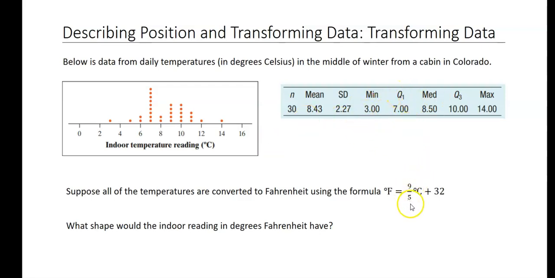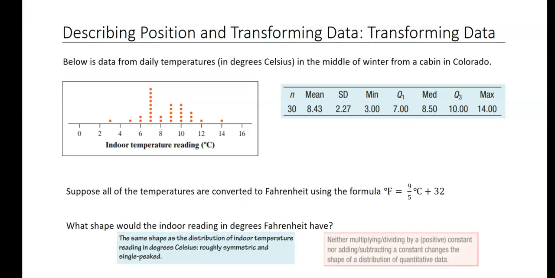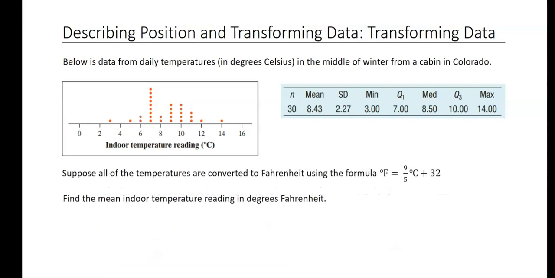So if you think about the 9/5, that's multiplying. So the 9/5 is going to affect both measures of center and variability, whereas adding 32 should only affect the measure of center, and should not affect any measure of variability. Same shape, so multiplying and adding don't affect the shape. It's still going to be roughly symmetric and single peaked. That's right, so none of that changes the shape.